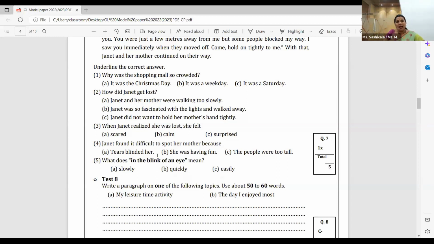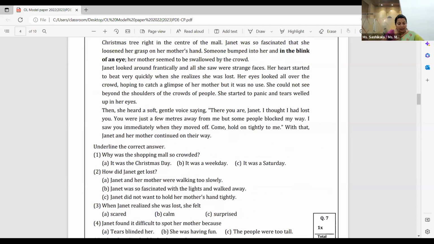So let's see whether we find any of these similar answers in the text. Now look at the sentence. Look at the last sentence in the third paragraph, which begins with Janet looked around frantically. She could not see beyond the shoulders of the crowds of people.